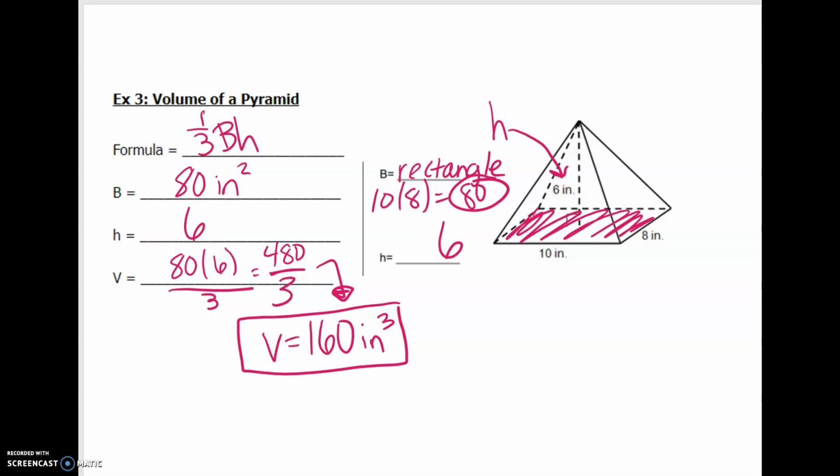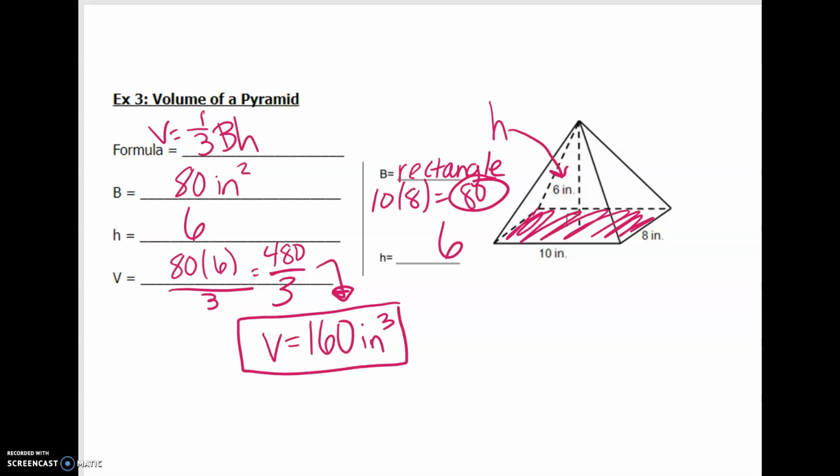Okay, so time to check your answers. For example 3, if you followed the formula, which was V equals 1/3 big B times h, and then you figured out your big B is 80, so the area of your rectangular base is 80 inches squared. The height of the whole pyramid is 6, and then you plug it in, and you should be getting up to 480, that's divided by 3, gives us 160 inches cubed.